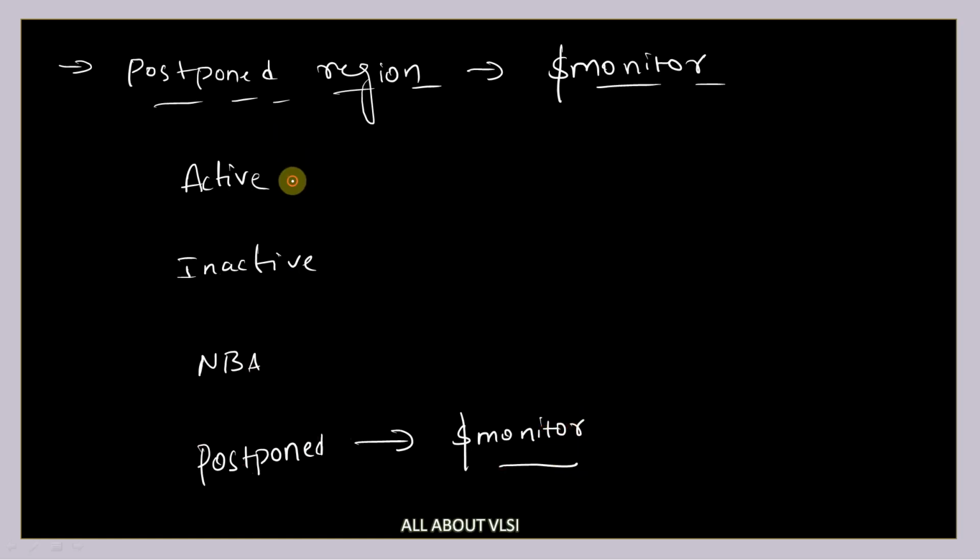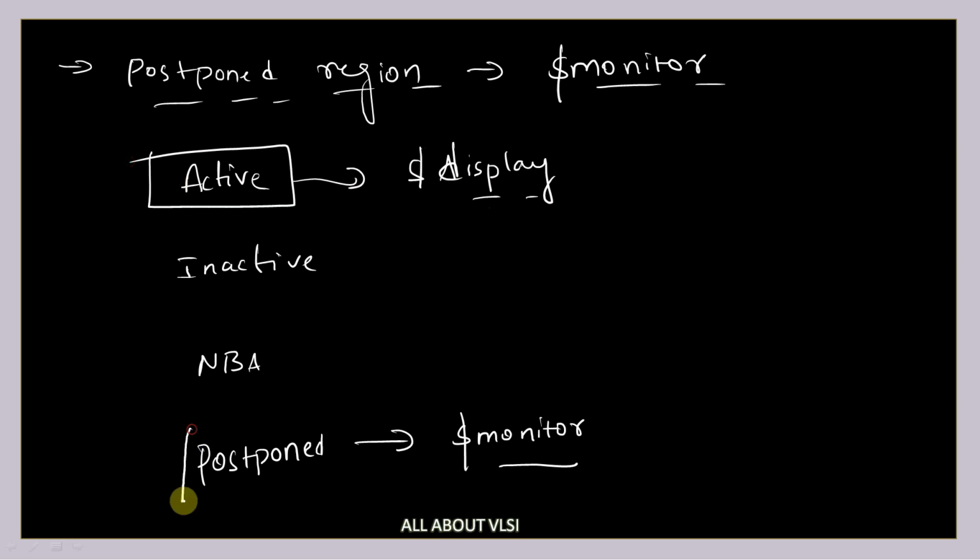Okay, whereas $display will be executed in the active region. $display will be executed in the active region. So you need to remember these two important points. Here your $monitor is executed at the postponed region, whereas your $display is getting executed or called at the active region.